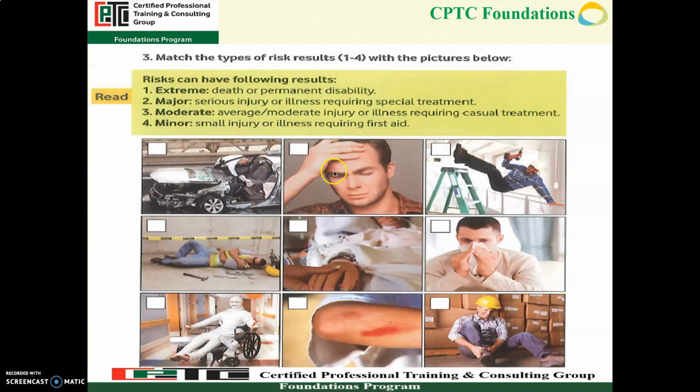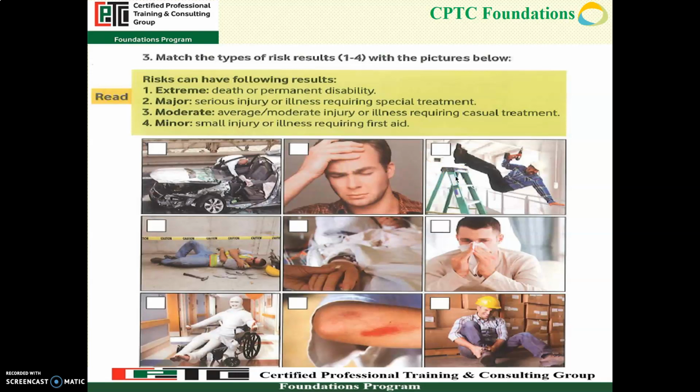And then the second picture, that man is putting his hand on his head. He might be suffering from a headache. What type of result is it? Most likely here it's a minor result. It doesn't represent a very serious health problem. It's minor. So picture number 2 is number 4.